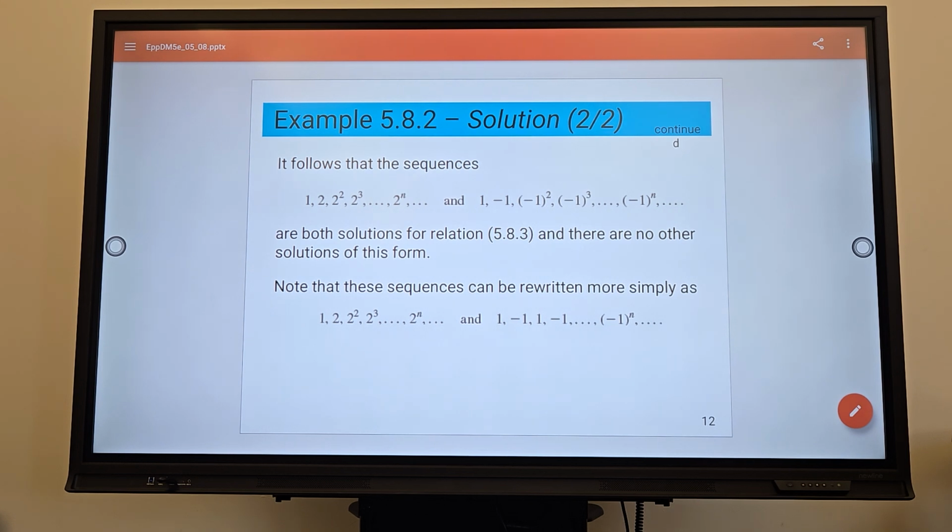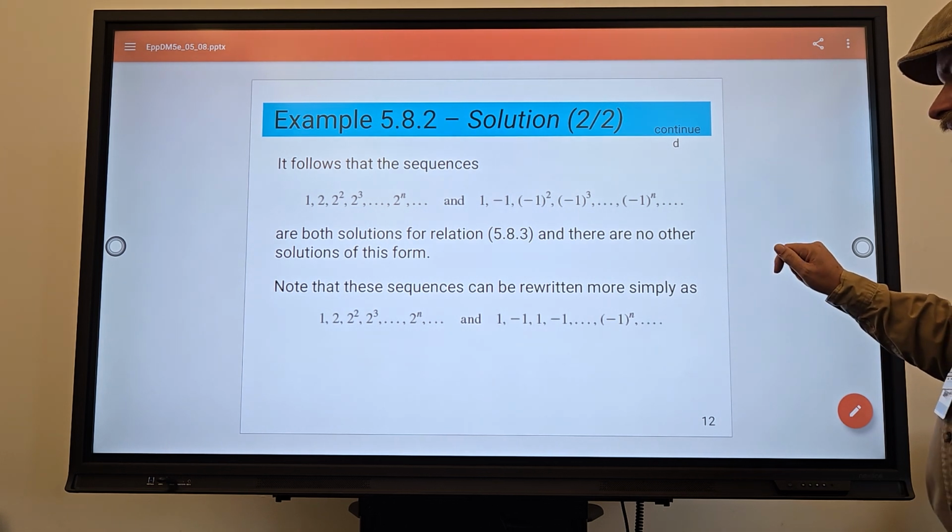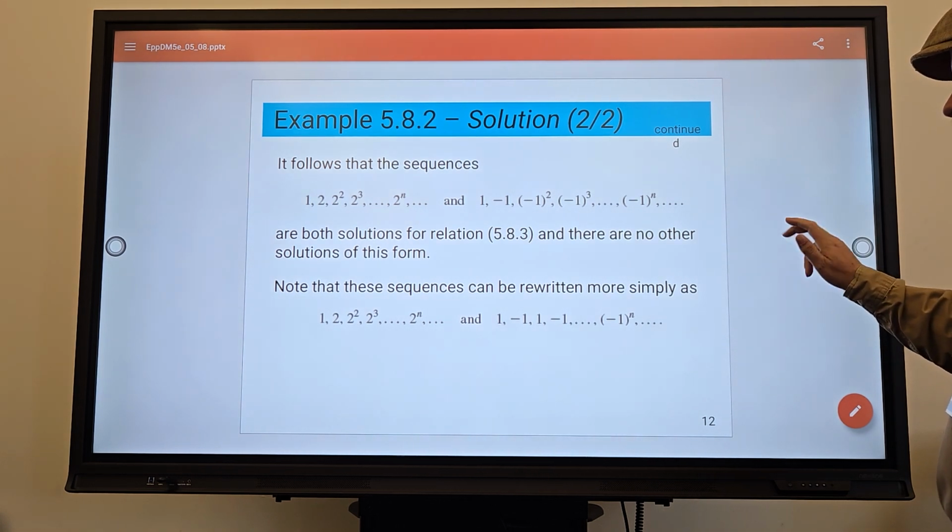Yeah, it just follows that these sequences are both solutions for the relation, and there are no other solutions of this form. Note that these sequences can be written more simply as 2 to the n for n greater than or equal to 0, and minus 1 to the n for n greater than or equal to 0.